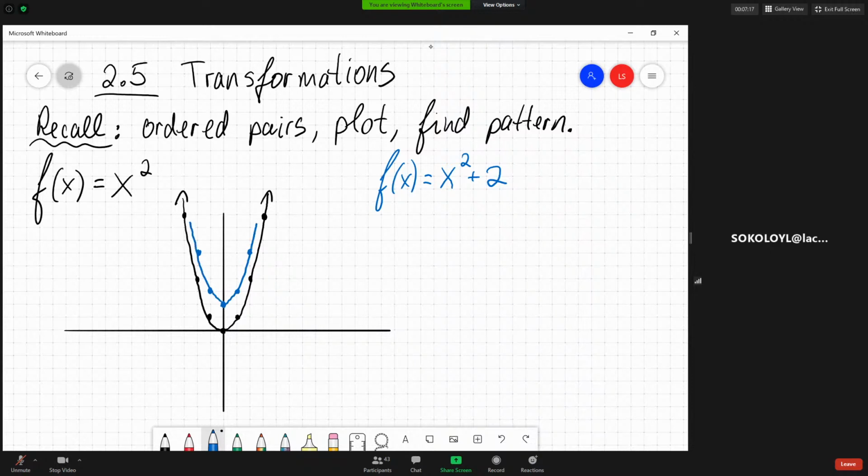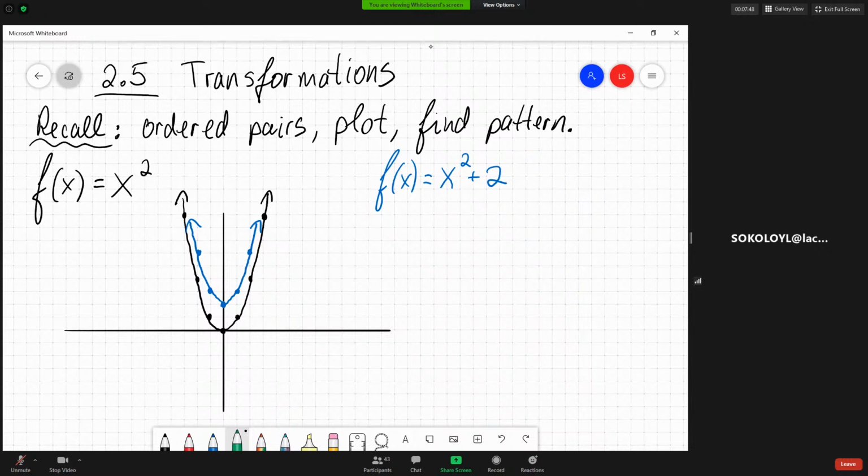And if I connected these points, I would see that the resulting shape is still a parabola, and it is related to the previous parabola by saying, well, all of my points are now shifted up 2 units. So what this plus 2 did is it moved all the points 2 units up, and that gave me the resulting graph. So these types of patterns is what we're going to explore in today's lesson.